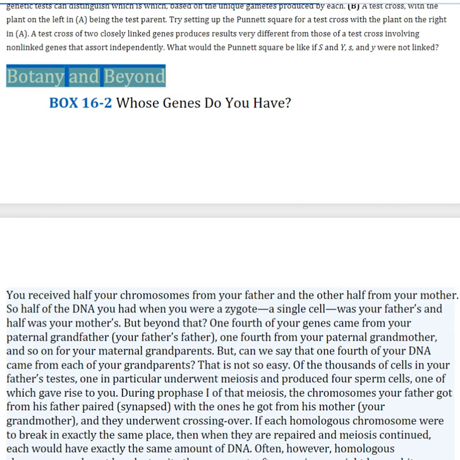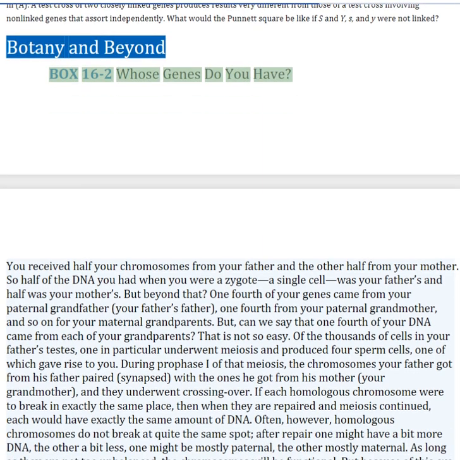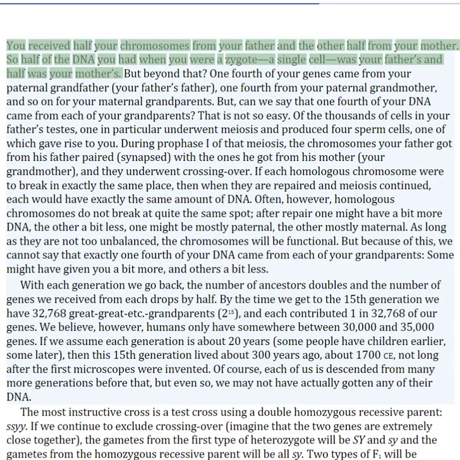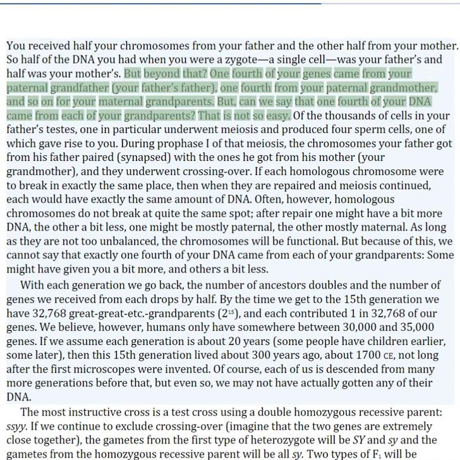Botany and beyond. Box 16-2: Whose genes do you have? You received half your chromosomes from your father and the other half from your mother. So half of the DNA you had when you were a zygote, a single cell, was your father's and half was your mother's. But beyond that? 1/4 of your genes came from your paternal grandfather, 1/4 from your paternal grandmother, and so on for your maternal grandparents. But can we say that 1/4 of your DNA came from each of your grandparents? That is not so easy.